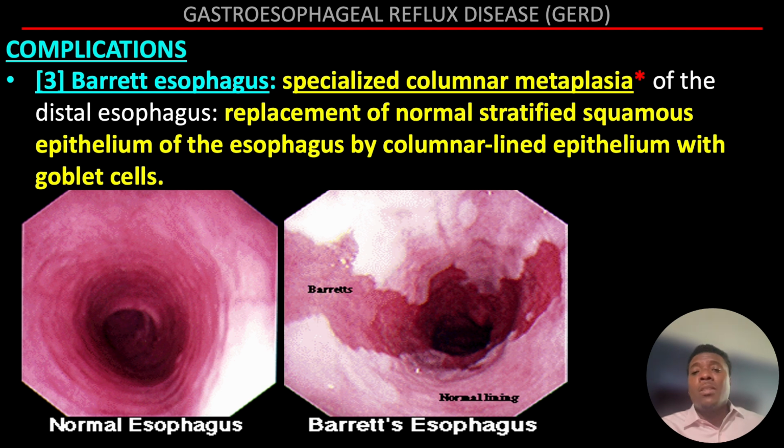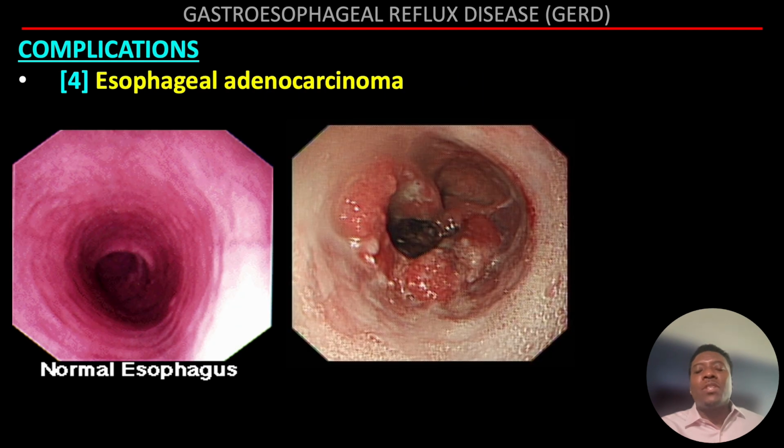Now, usually it doesn't cause symptoms, but its importance lies in the fact that it is a precursor for developing the last complication, which is esophageal adenocarcinoma. So it can result in esophageal cancer, specifically esophageal adenocarcinoma. So again, the 4 complications are all due to acid in the lower esophagus. It can be inflammation, esophagitis, it could be an esophageal stricture, it could be Barrett's, or malignancy, esophageal adenocarcinoma.